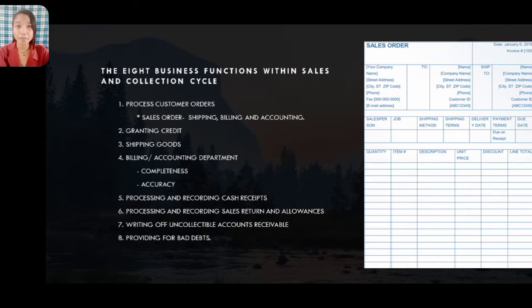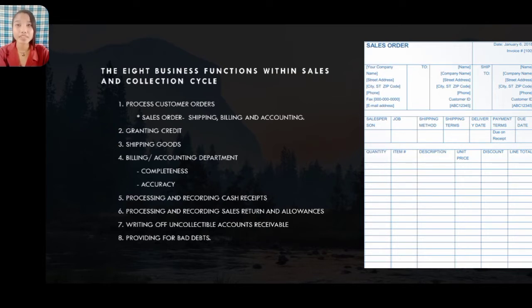The third step is shipping goods. This is when the company gives up the asset. In shipping of goods, we will send the shipping document to the accounting department as well as to the customer. After shipping the goods, we will bill the customers. The fourth step is the billing or accounting department, and billing is the creation of the sales invoice.